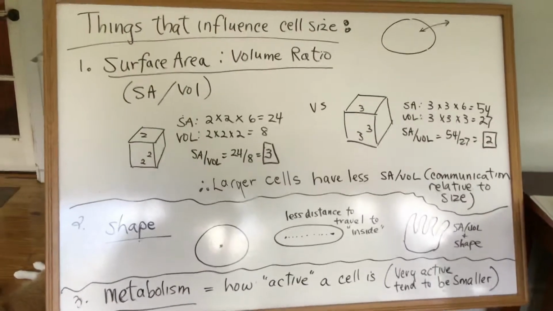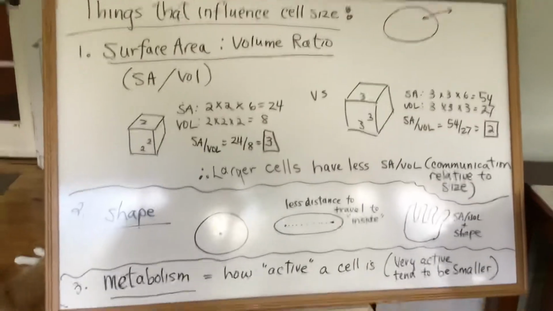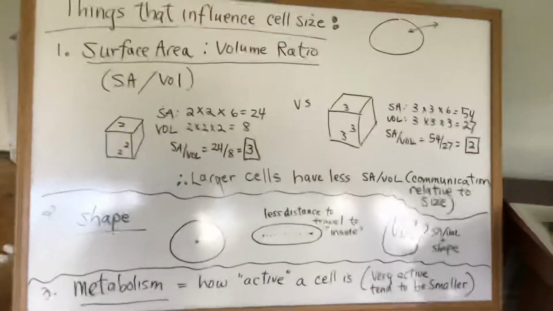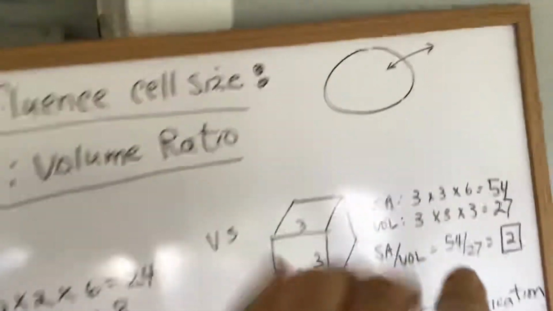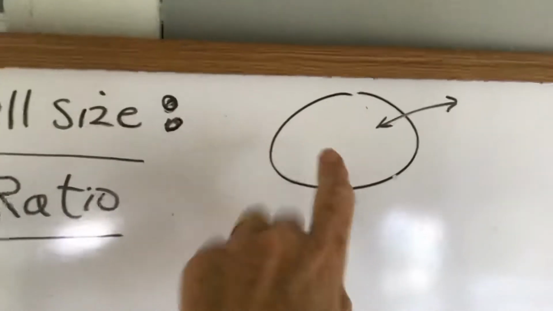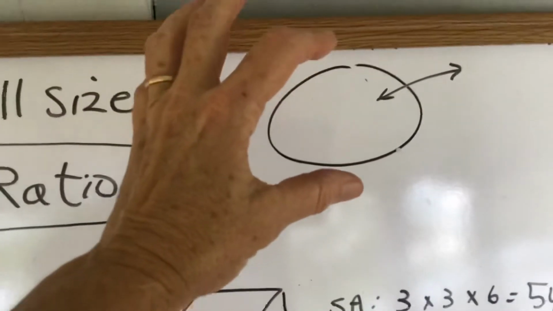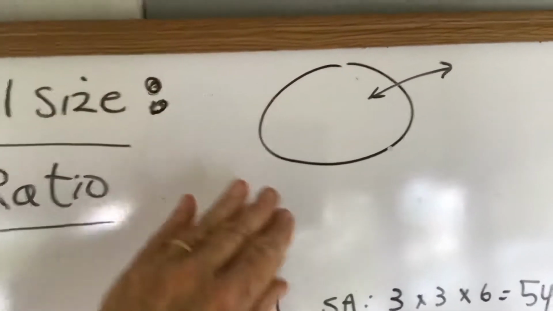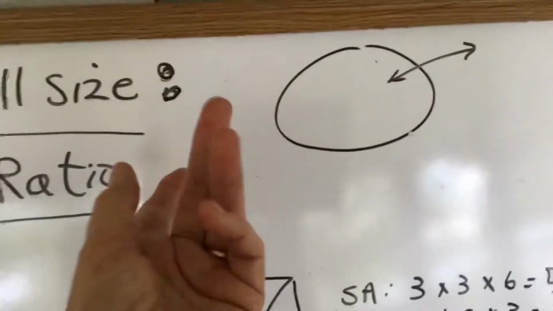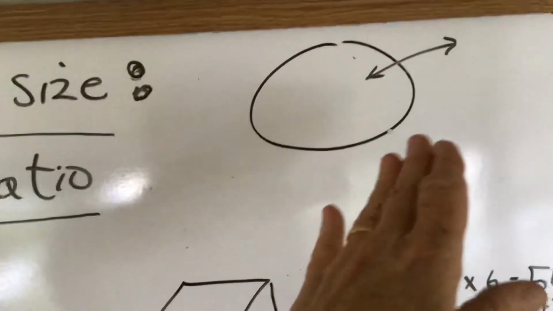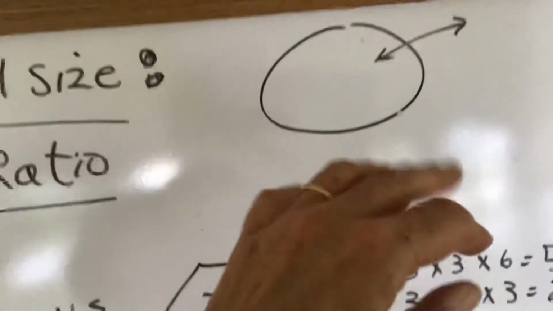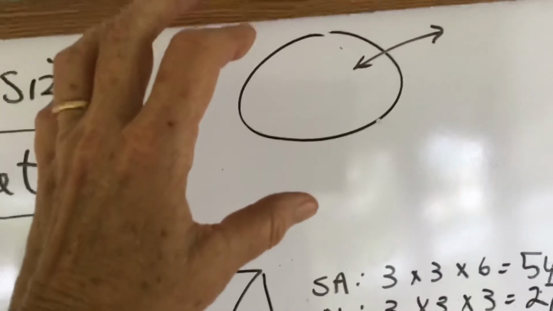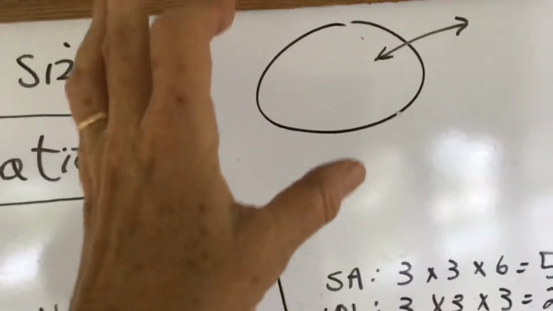Okay, let's talk about things that influence cell size. Now, all of these things are related to how things get in and out of a cell. So here's your basic cell, and the point is it has contact with the outside environment. It could be a neighboring cell, but it could also be, for example, a paramecium in a little beaker of water. It would be direct contact with the outside environment.